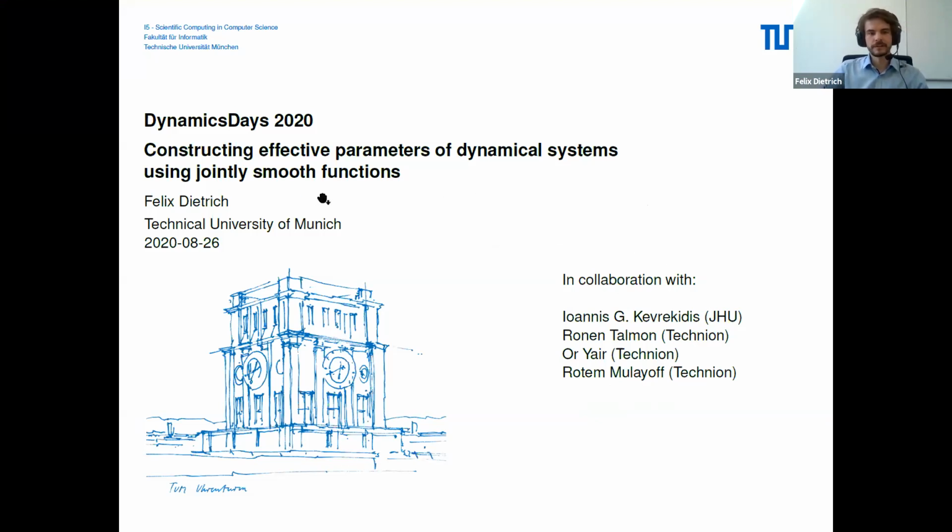We've been working on these jointly smooth functions for like a year now, and I'm actually pretty excited to share this idea with you now. I will apply them to construct effective parameters for dynamical systems, but as you maybe see later, they can also apply to many other scenarios.